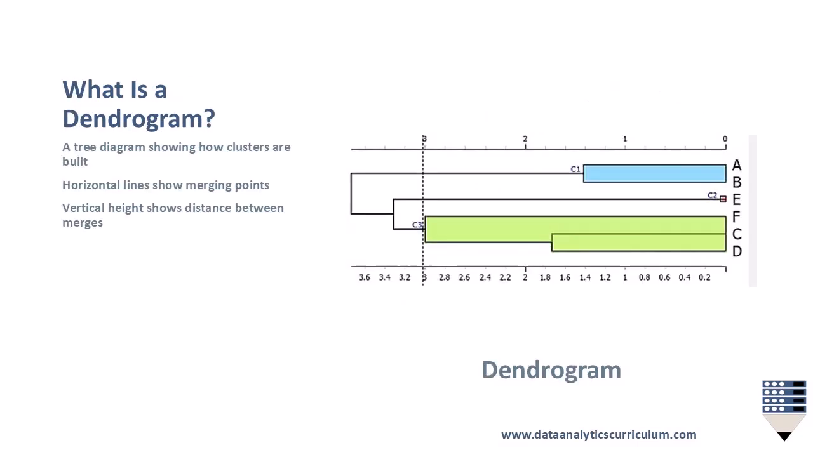What is a dendrogram? A dendrogram is a tree diagram that shows how clusters were built. Each horizontal line represents a merge, and the height of the line shows how far apart the clusters were when they joined. By reading a dendrogram, we can see both the order in which clusters formed and how distinct the groupings are.